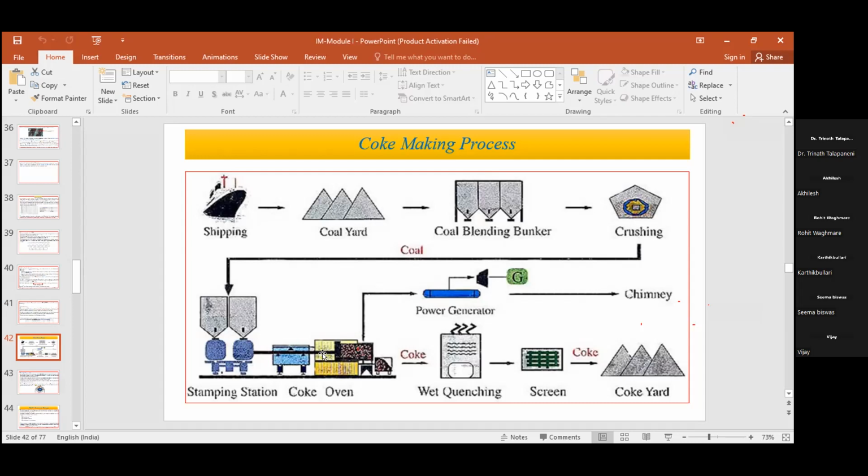It will be sent to the crushing, followed by the screening, and then the screened coke is dispatched to the various departments wherever it is necessary. It can be the blast furnace department, or it can be the sinter department. Okay. So this is the flow of the raw material, especially the coke, inside an integrated steel plant.